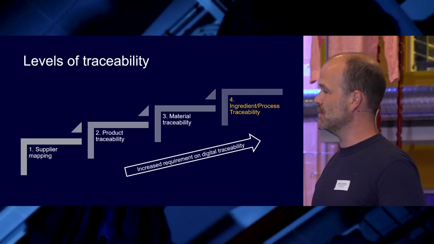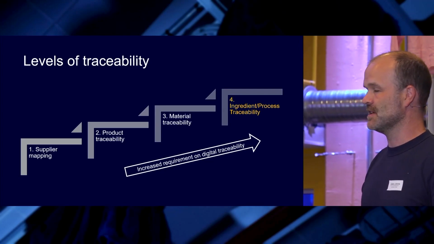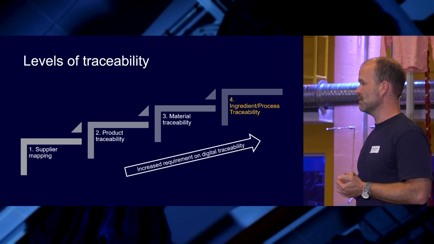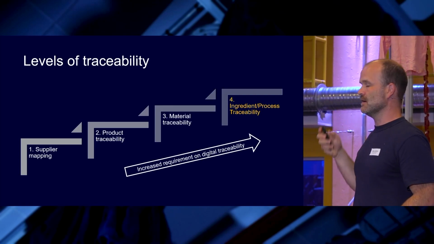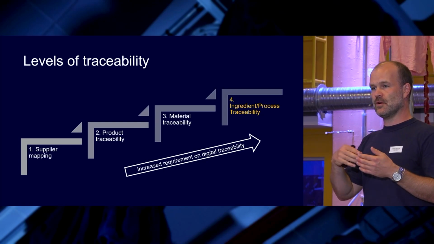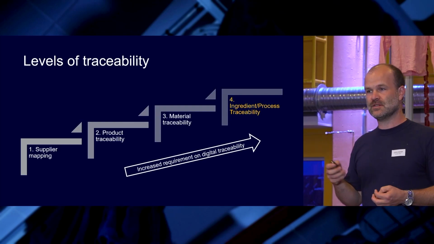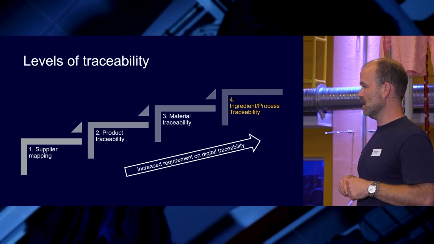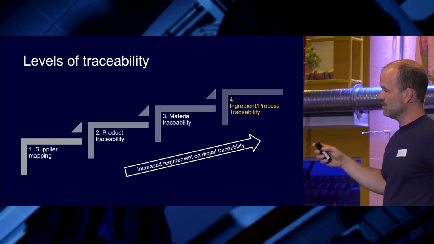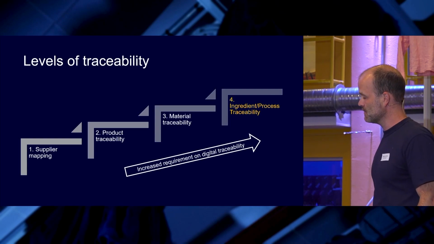We also have different levels of traceability. The first one, where you map your suppliers. The second one, where you trace all the way back to product. The third one, material traceability. And the fourth level, ingredient process traceability. As traceability becomes more granular, we assume you also need to use more automated systems, because it becomes much more expensive to trace every item all the way back. So this is also one of the applications of this tool, this black box for transparency.